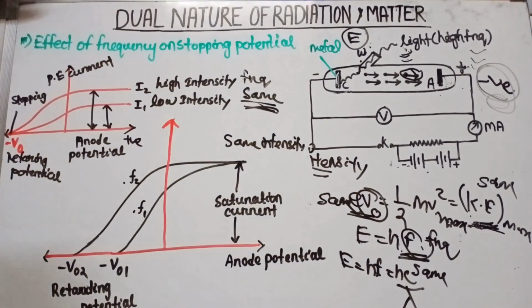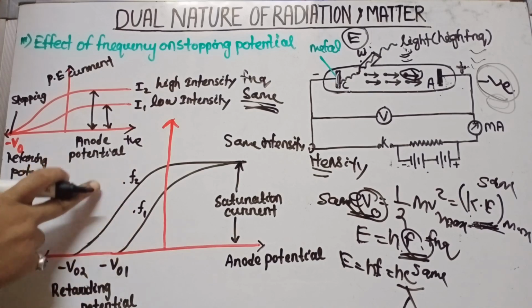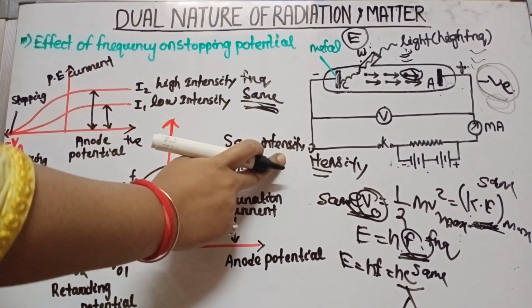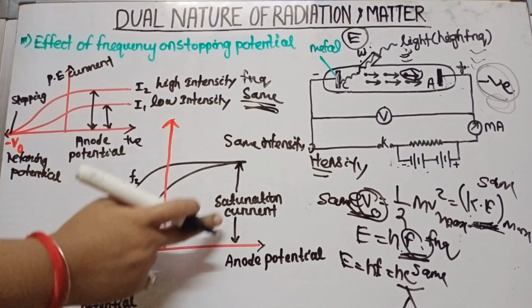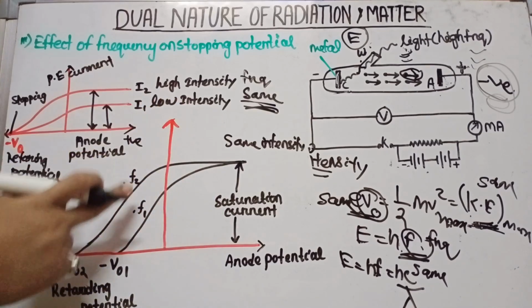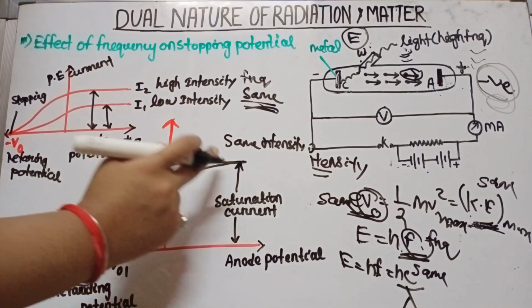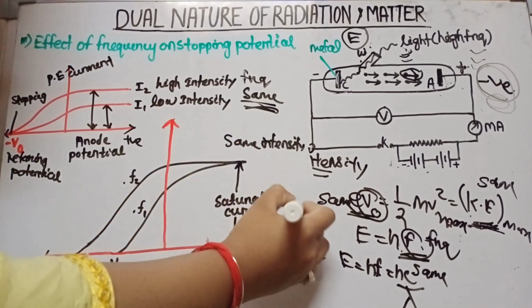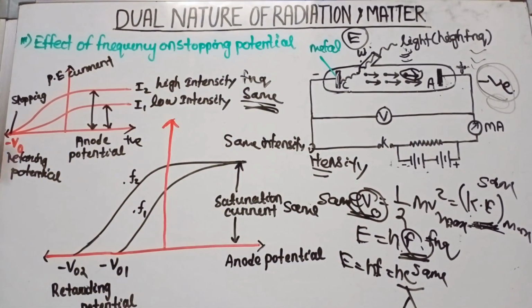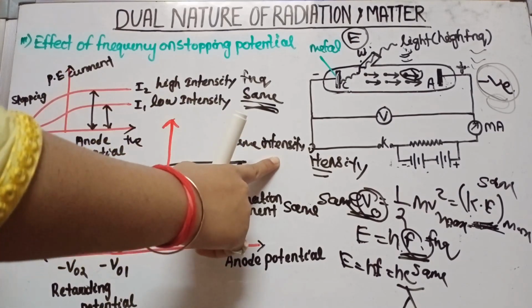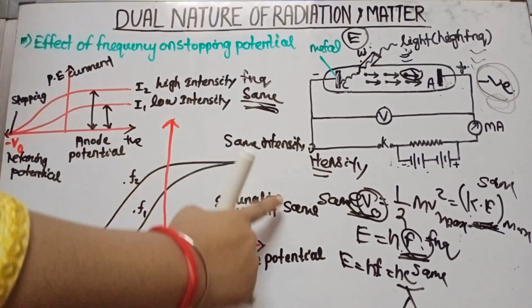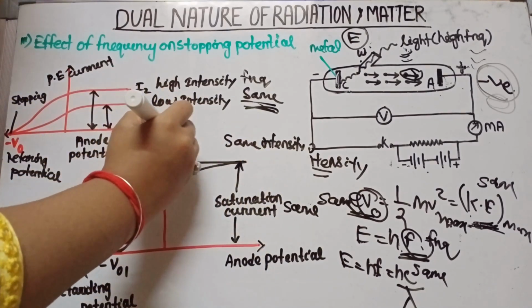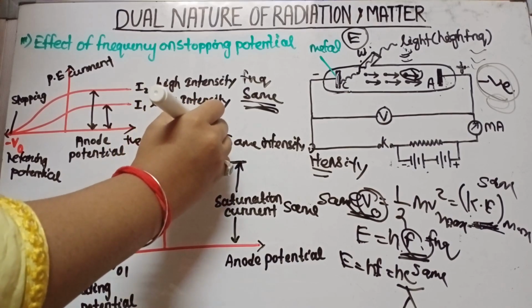So here what we got? Because the two incident lights have the same intensity, the saturation current for the two incident lights is the same. Because of the same intensity, the saturation current is the same, because we know that the intensity of incident light is directly proportional to the photoelectric current.